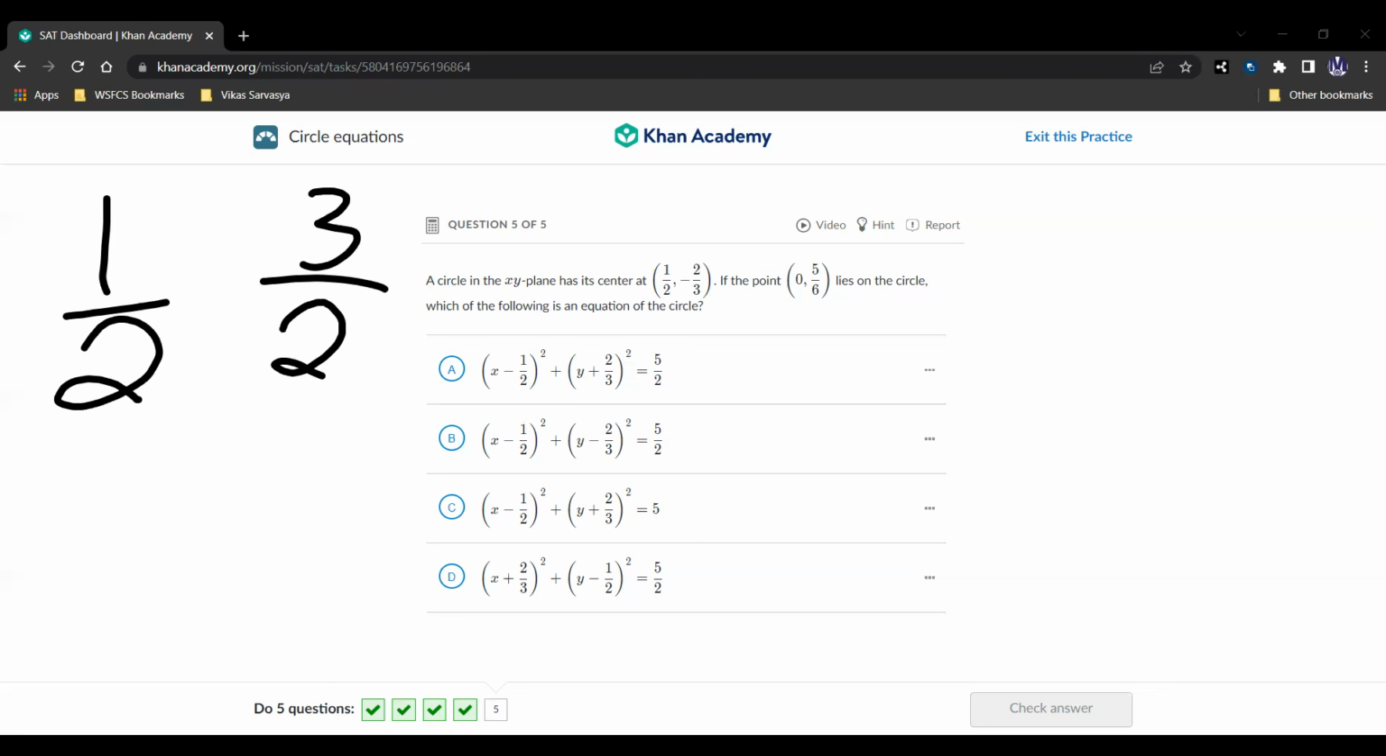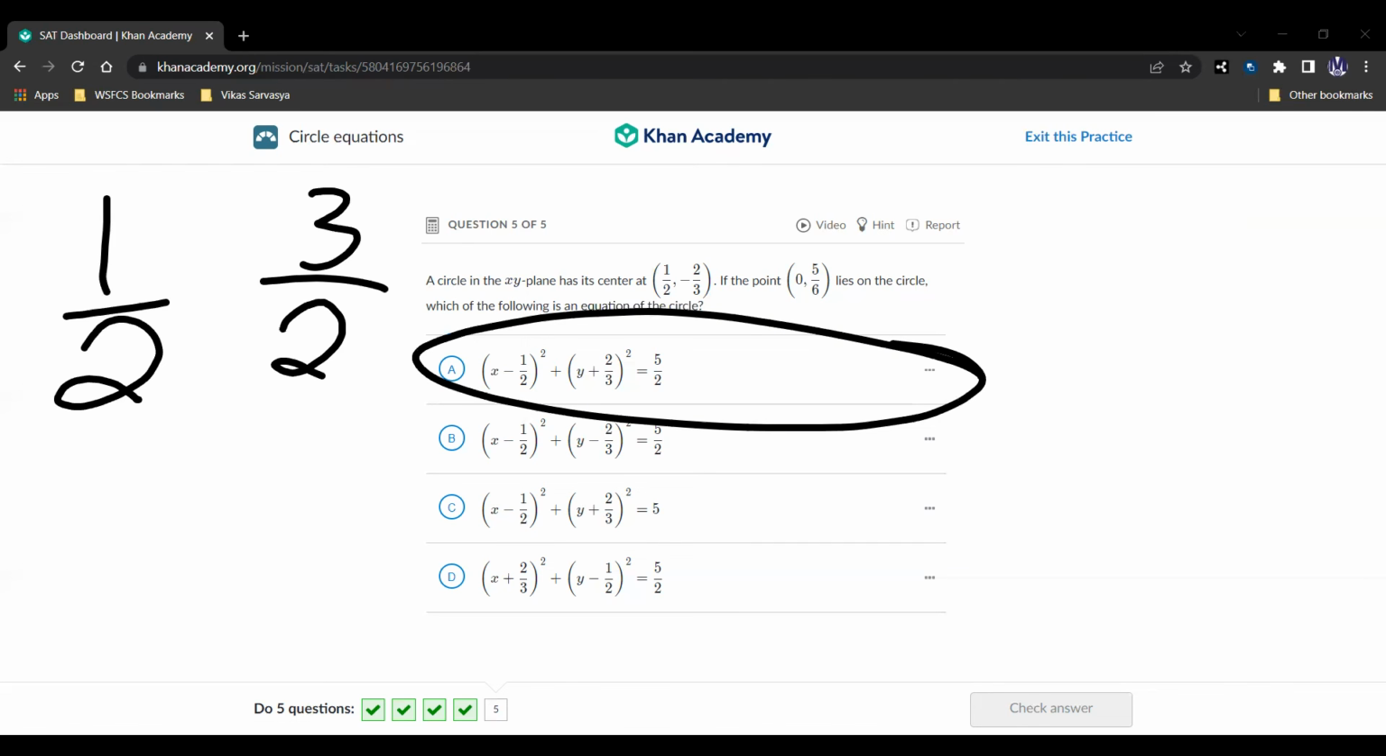So we have 1/2 and 3/2, and we apply the Pythagorean theorem on them. And then 0.5 squared plus 1.5 squared is 2.5. So our radius squared is 2.5, which is 5/2. Answer choice A. And we're done.